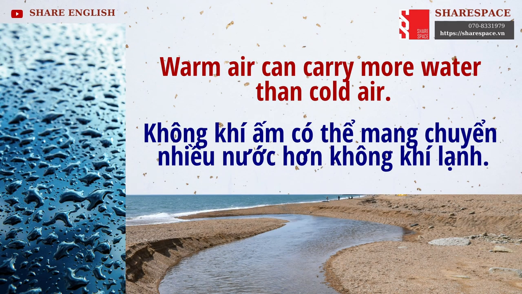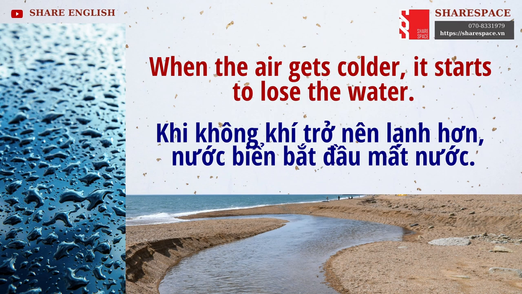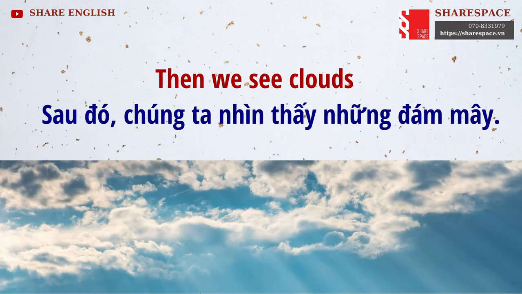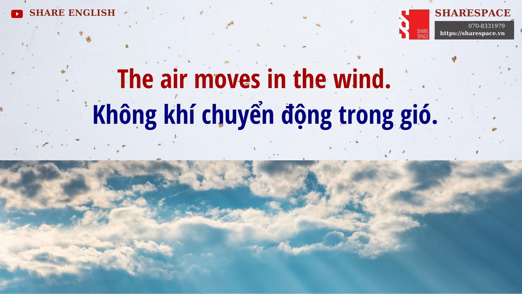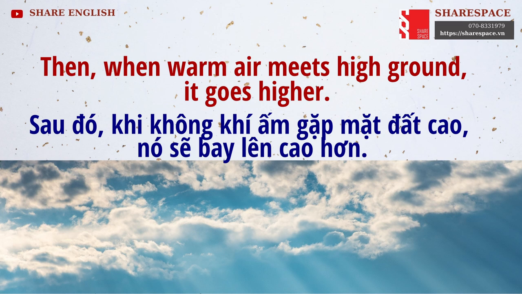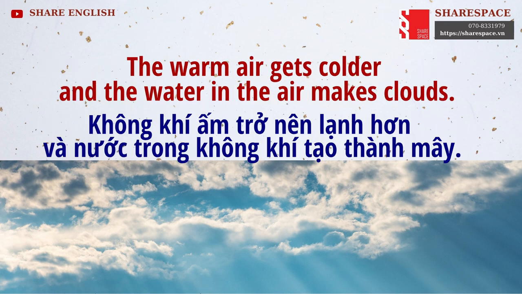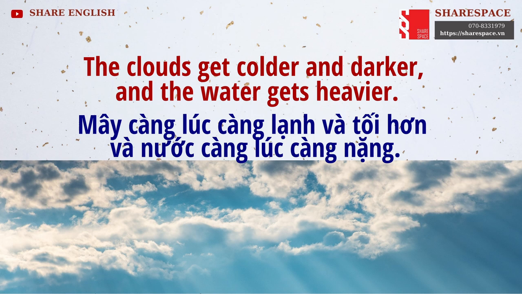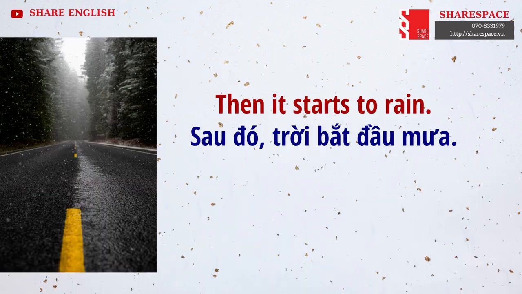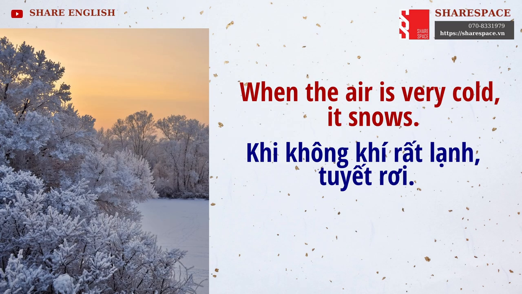Warm air can carry more water than cold air. When the air gets colder, it starts to lose the water. Then we see clouds. The air moves in the wind. Then, when warm air meets high ground, it goes higher. The warm air gets colder, and the water in the air makes clouds. The clouds get colder and darker, and the water gets heavier. Then it starts to rain. When the air is very cold, it snows.